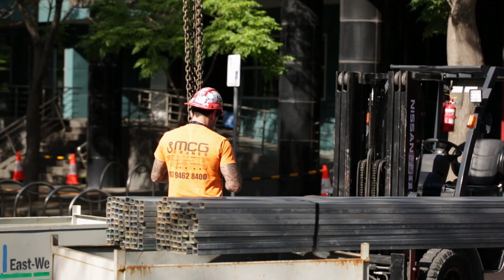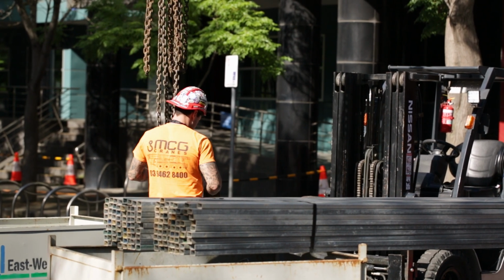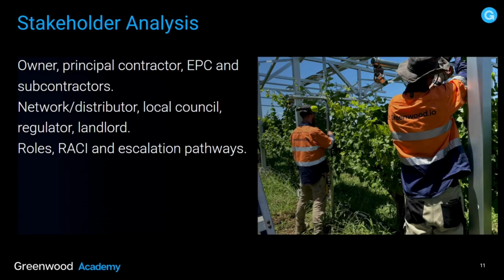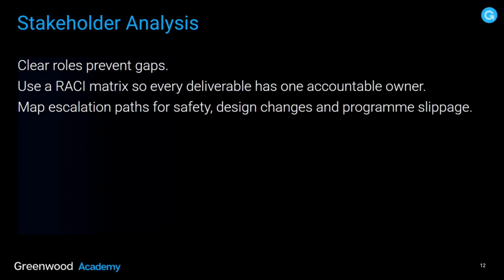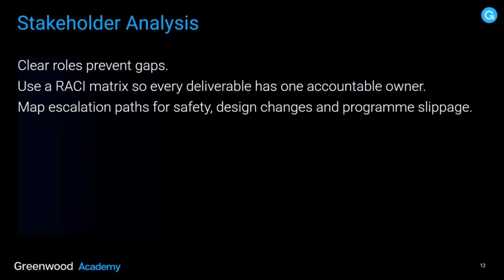Stakeholder analysis. Owner, principal contractor, EPC and subcontractors, network, distributor, local council, regulator, landlord, roles, RACI, and escalation pathways. Now, clear roles prevent gaps. Use a RACI matrix so each deliverable has only one person accountable. Map escalation paths for safety, design changes and program slippage.